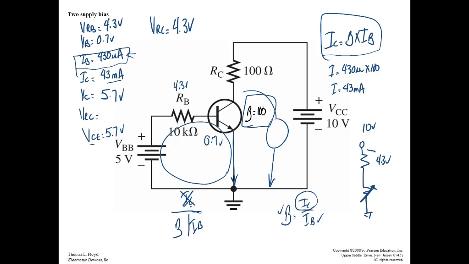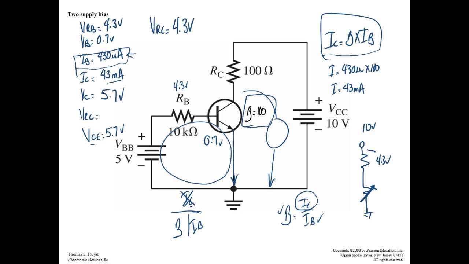And then if we know this ratio, if I know IC, I could solve for the IB that's required to get that. If I know the IB, then I can solve the IC that we obtain from that IB. So we took that 430 microamps, we multiplied it times the beta, because IC is equal to beta times IB, and that gave us our collector current.